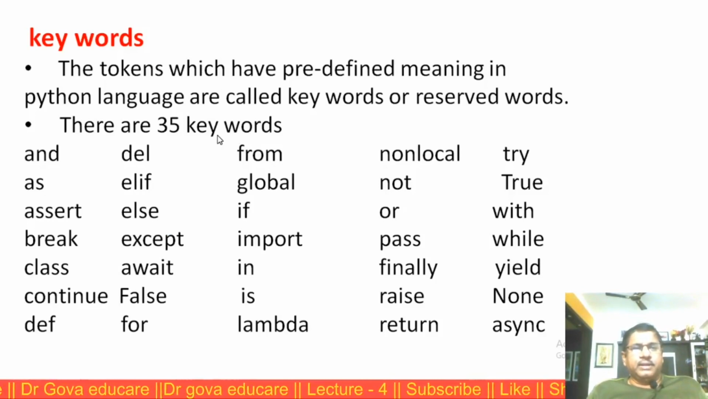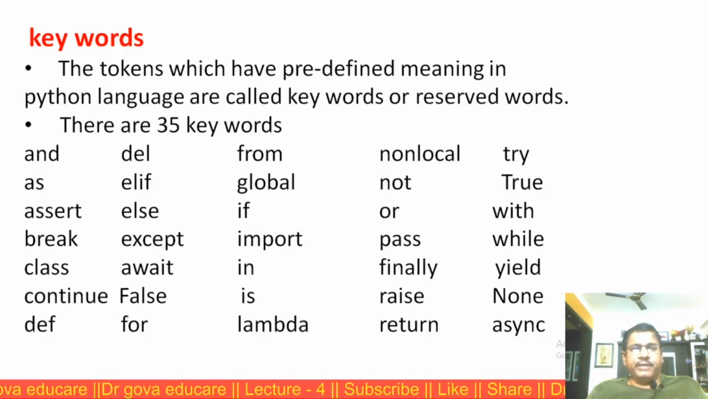Keywords. The tokens which have predefined meaning in the Python programming language are called keywords or reserved words. The token has a fixed meaning. We should not use it for any other purpose.